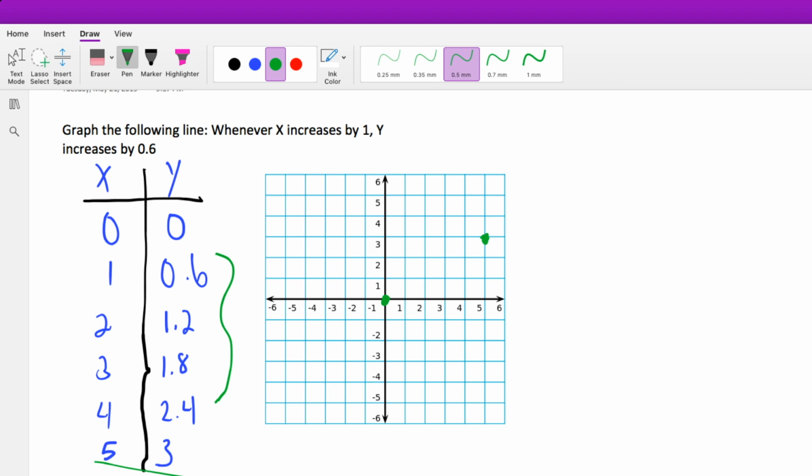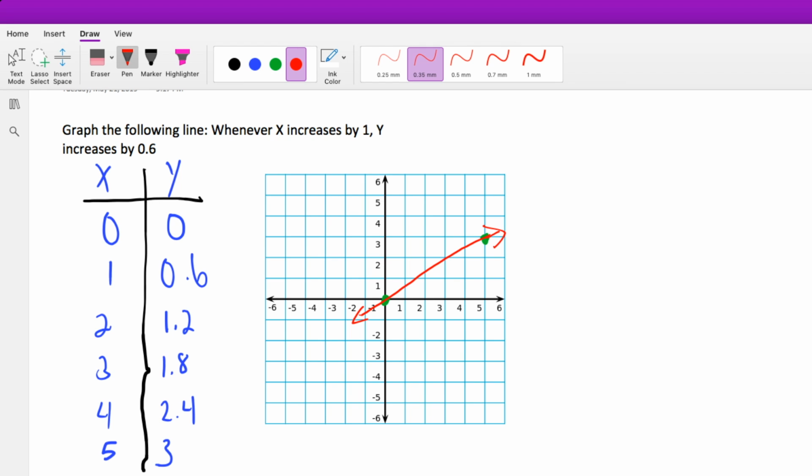Now, depending on how many points your teacher wants you to graph, you can either keep going, or if 2 is okay, because that's technically already a line by the definition of a line, then that is perfectly fine by me. And we're going to connect the dots, with arrows to show it goes on forever. And now we know that that is our line that is accurately shown.